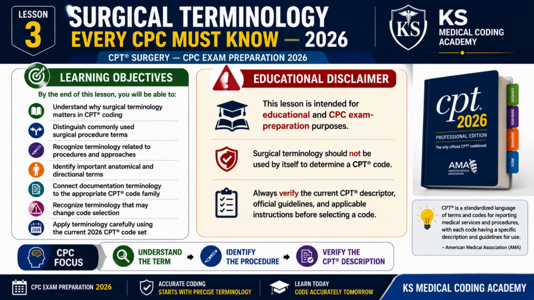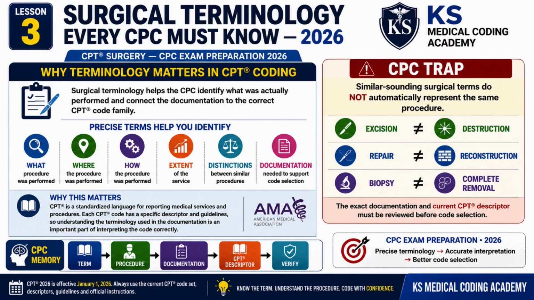Let's begin. Now let's understand why surgical terminology matters in CPT coding. As a CPC, you need to identify what was actually performed, where it was performed, how it was performed, and the extent of the service. Precise terminology helps connect the documentation to the appropriate CPT code family. For example, excision and destruction are not automatically the same service. Likewise, repair and reconstruction describe different concepts, and a biopsy is not automatically the same as complete removal. This is why similar-sounding surgical terms should never be treated as interchangeable.